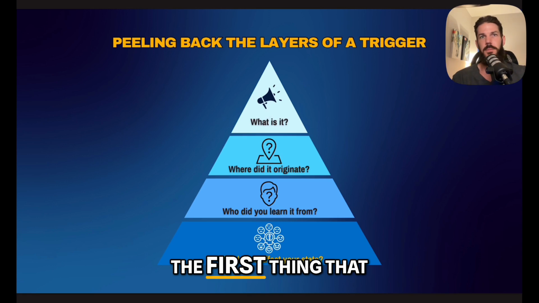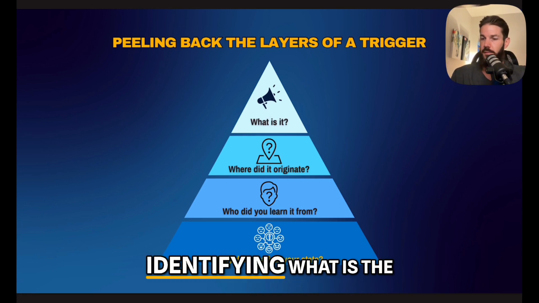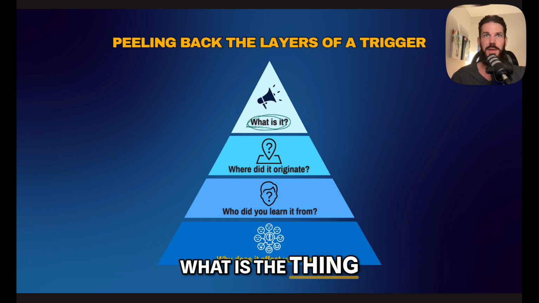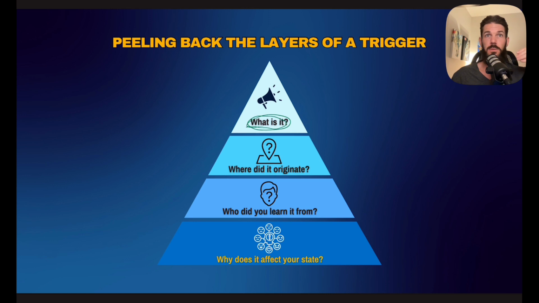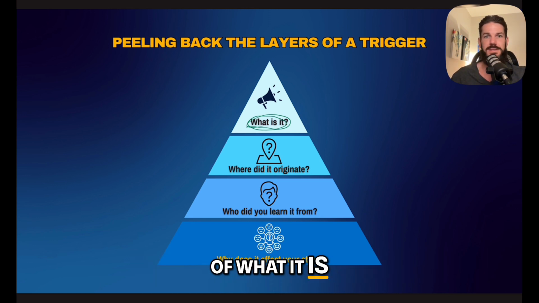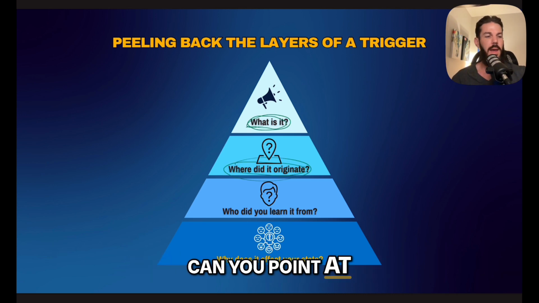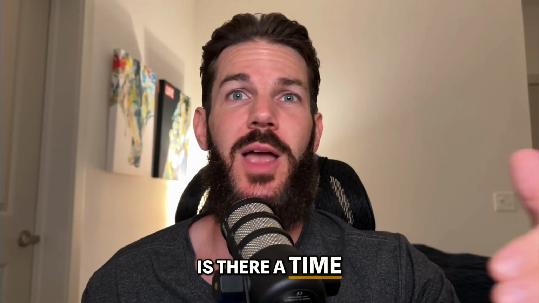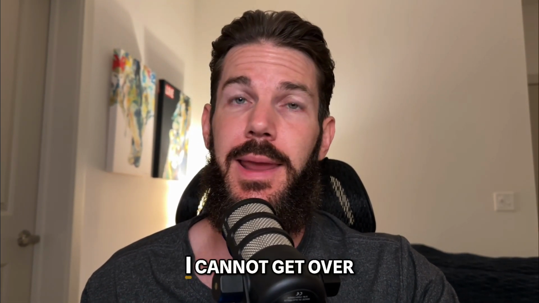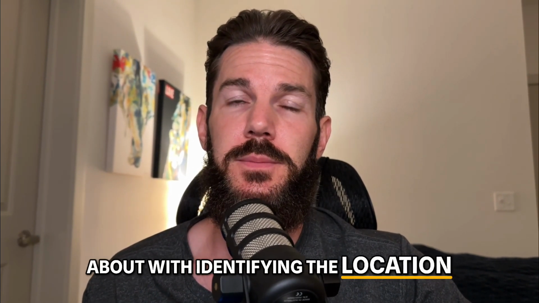So the first thing that we're looking at, the very top of this pyramid, when it comes to a trigger, is identifying what is the actual trigger, right? What is the thing that's bothering me? What is the specific action, the behavior, like the very specifics of what it is? And then we want to identify, where did it originate from? Like, can you point at when this started to bother you? Is there a time in your life? Is there a specific event? And after that event, it's just like, man, I cannot get over this thing, right? That's what we talk about with identifying the location.